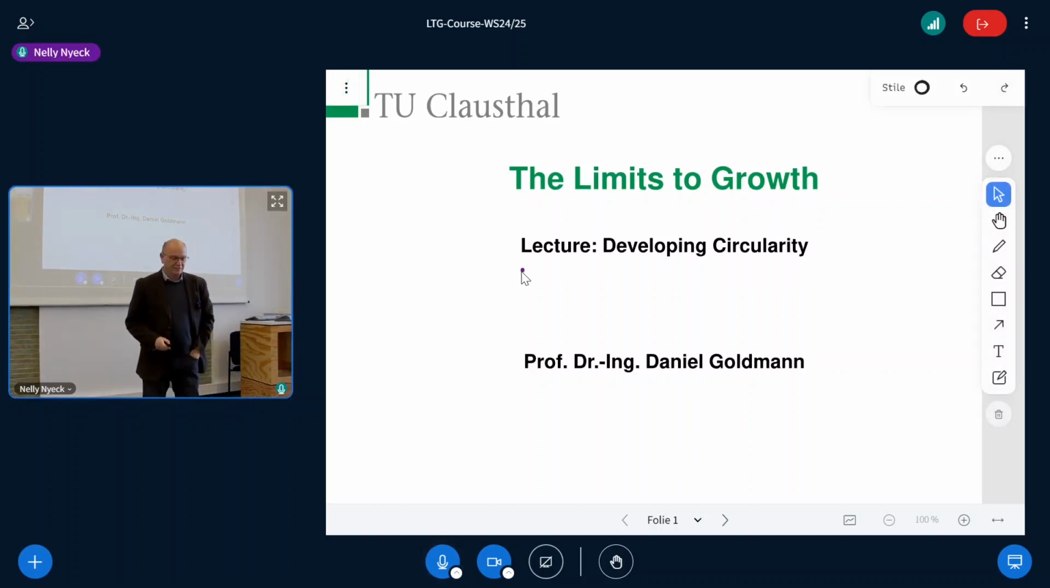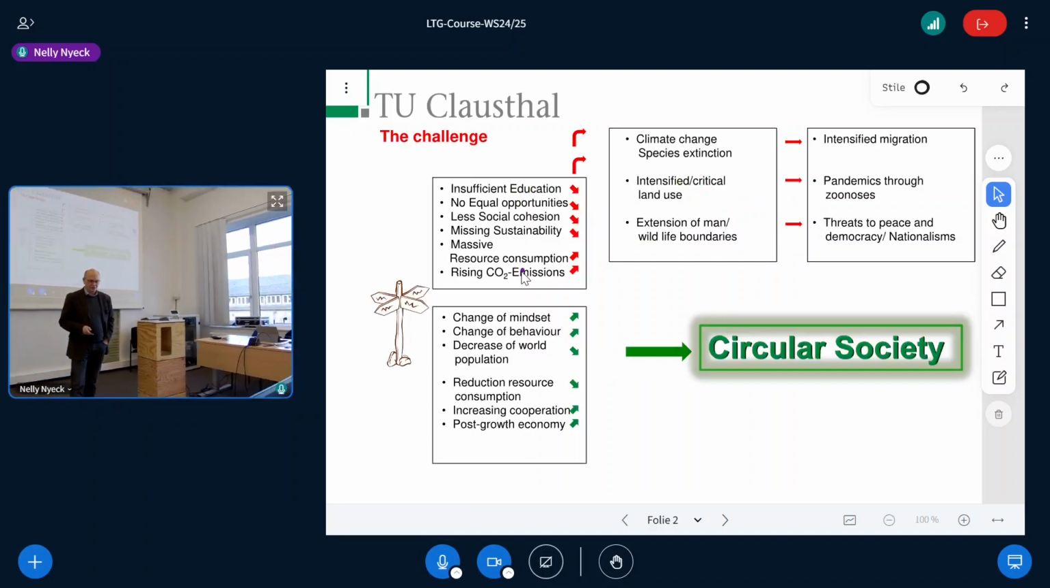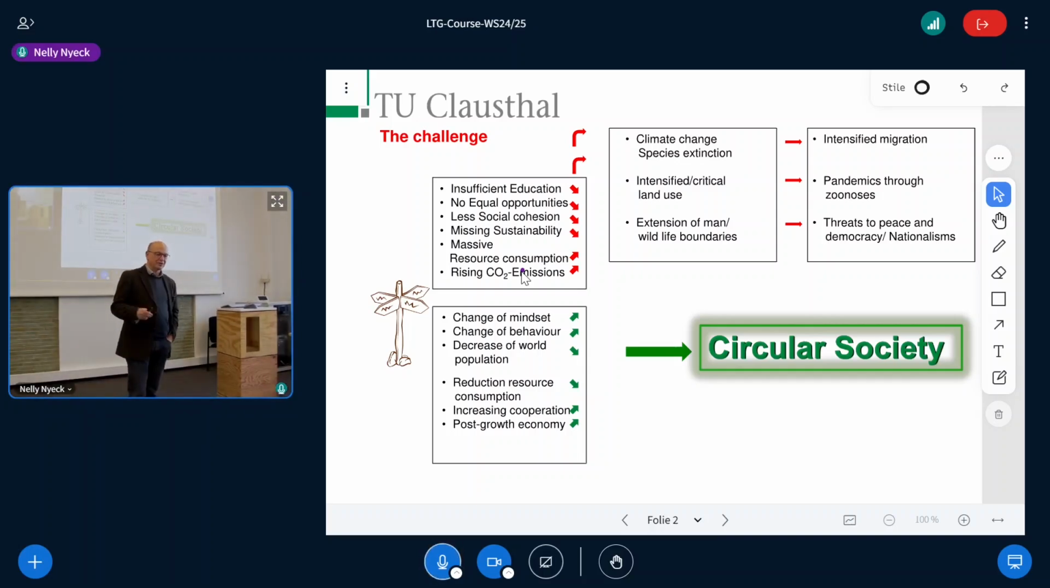I would just simply start to give you an idea on how to get to the goals that we have to go to, and to give you an idea why this is so essential. So I will start at a very high level, the challenge and the solution. Specifically, if you look around and look what's happening politically worldwide at the moment, it's a pretty unpleasant situation. So we talk about insufficient education, no equal opportunities, less social cohesion, missing sustainability, massive resource consumption, rising CO2 emissions. And that leads, in fact, to quite a lot of problems.